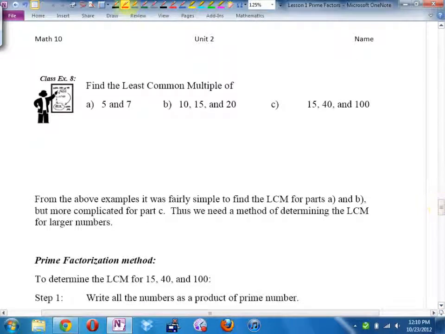What's the least common multiple of 5 and 7? 35. How'd you find that? Multiplying the numbers together will always give you a common multiple. It won't always be the least common multiple, but it's a good start.